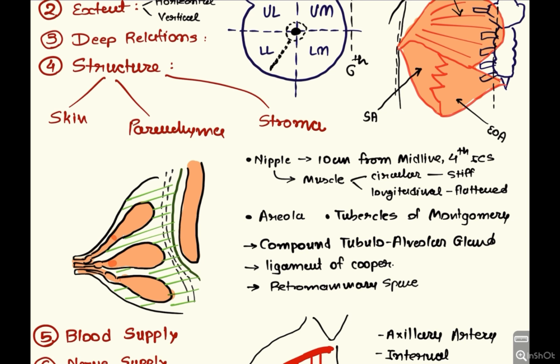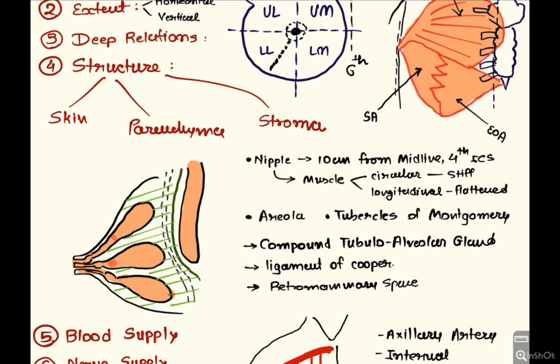As we know, the mammary gland is a modified sweat gland. So its skin has many sebaceous glands and sweat glands, and we can see an elevation in both mammary glands, and that is known as the nipple. The nipple is situated 10 centimeters from the midline in the fourth intercostal space. This location of the nipple is very important. It is also important in surface marking.